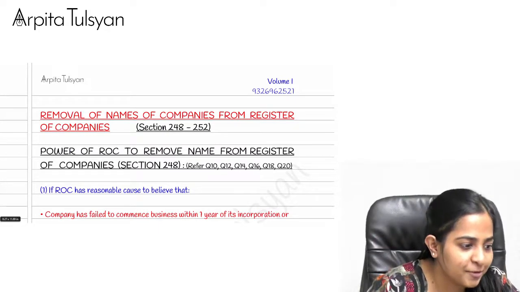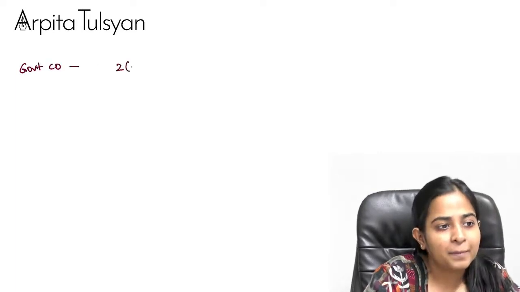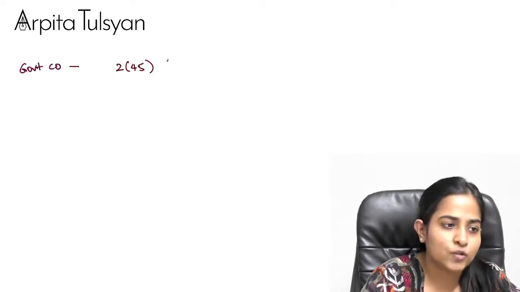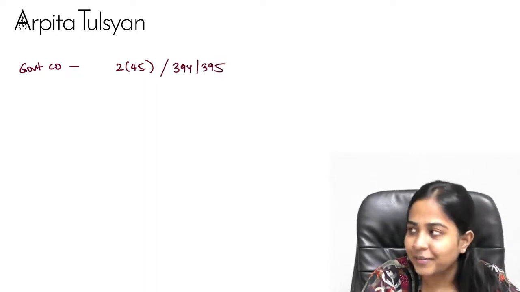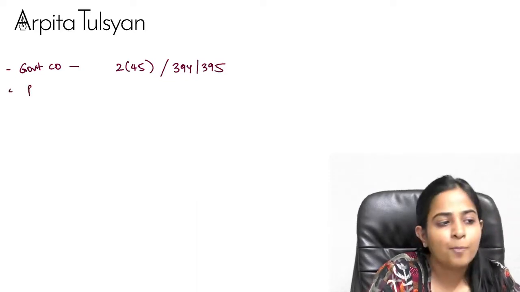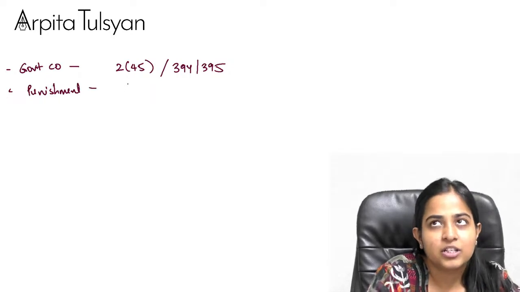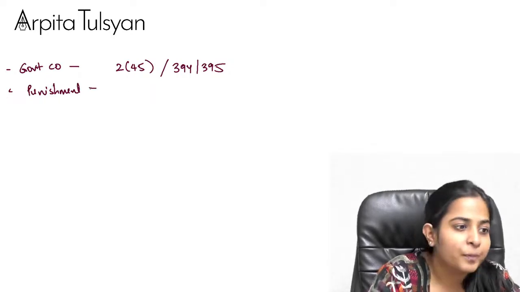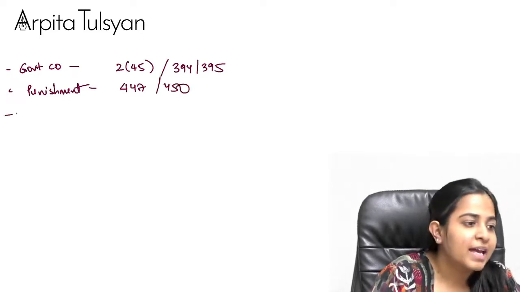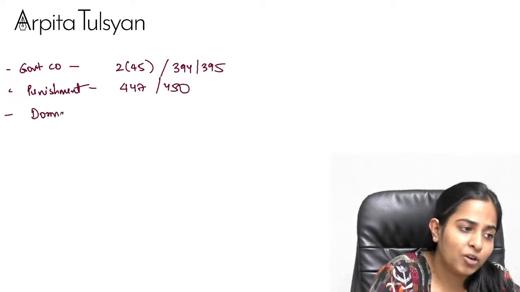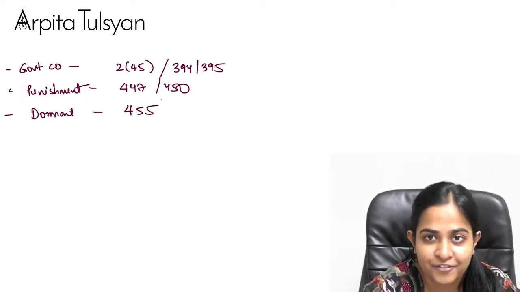Achha, before this, we did government company, right? So for government company, we did the definition in section 2 clause 45. We did section number 394 and section number 395, right? Then we went on to punishment. In punishment, we did 2 sections, that is section number 447 and section number 450. Right, then we did dormant company. In dormant company, only one section number was there. That was section number 455.